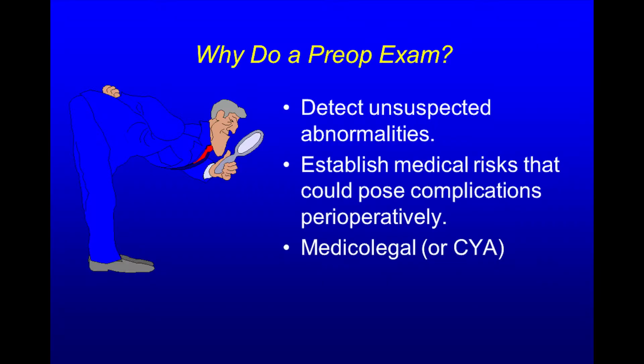So you want to detect unsuspected abnormalities, right? These are things that are going to crop up without you realizing that they're going to happen. You want to establish medical risks, and then you also want to have some medical legal protection, right? It's not so good to do that bunionectomy and then have the patient die on the table. It's not exactly good for your malpractice insurance.